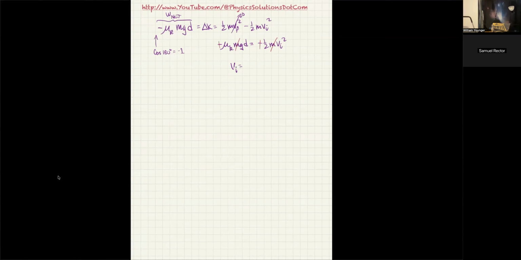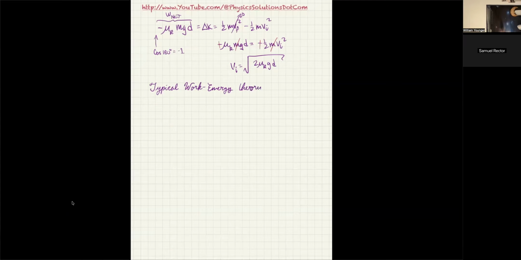by finding the square root of 2 times mu k times g times d. Actually, I think that's it: 2 mu k g d. Yeah, that's it. There's no division whatsoever. So that is the actual formula for the initial velocity of the vehicle. That's a very typical work energy theorem problem.